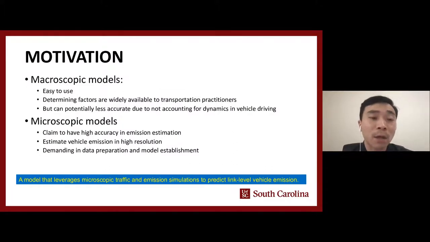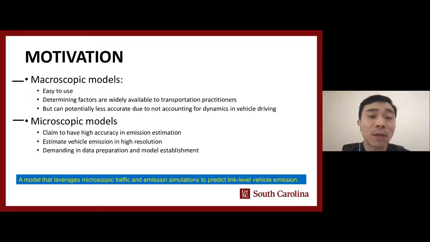So again, we have two types of models. One is the macroscopic model, which is normally easy to use, and most of the determining factors used to estimate the emission are widely available to transportation practitioners, such as average speed on a link or ambient temperature. But it can potentially lose some accuracy if you cannot account for the dynamics in vehicle driving.